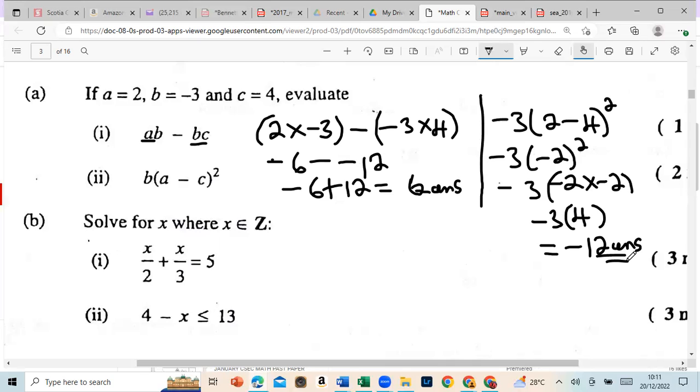And the last one, this one is worth 2 marks. So if you had gotten negative 12, you'd have gotten 2 marks and this 1 mark. So far, you would have gotten 3 marks. Mark this.